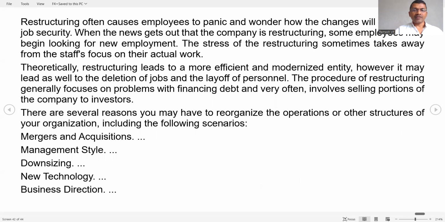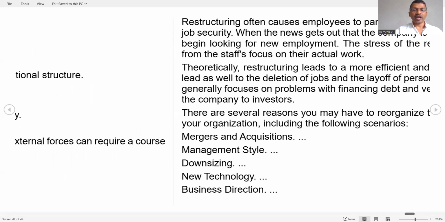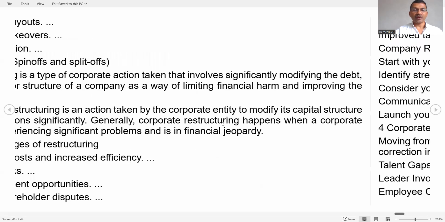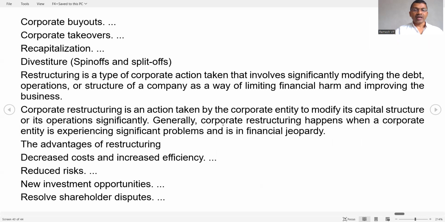Now, there are several reasons for restructuring. There are scenarios of mergers and acquisitions, downsizing, new technology, business direction, employee satisfaction to be focused on, and tax efficiency to be achieved. Its challenges also include talent gap, leader involvement, employee communication, etc. Advantages of restructuring involve decreased cost and increased efficiency, reduced risk, new investment opportunities, and also resolving shareholder disputes.